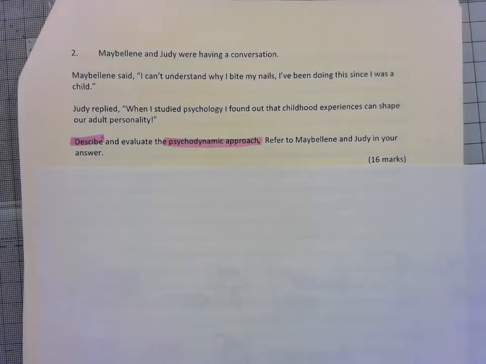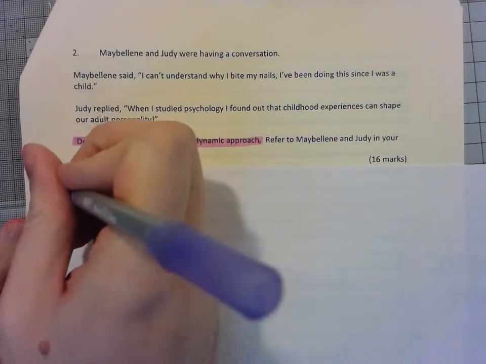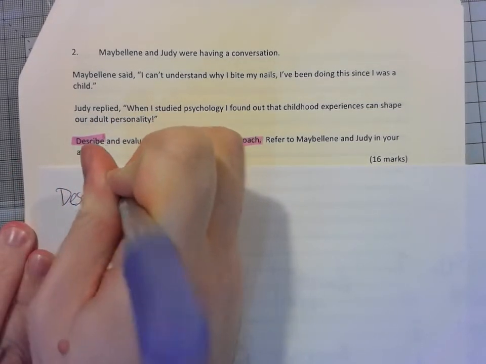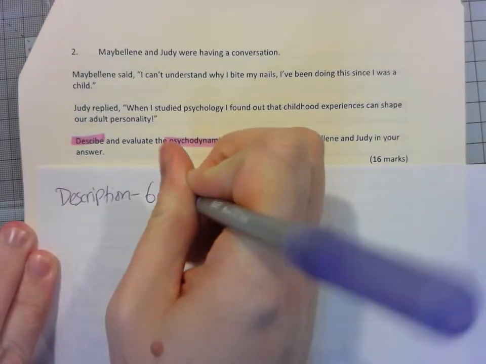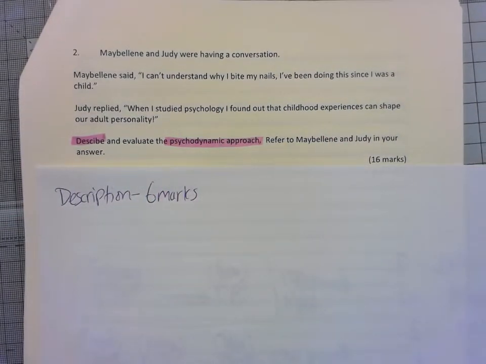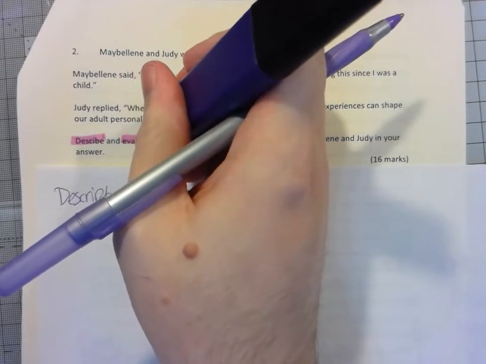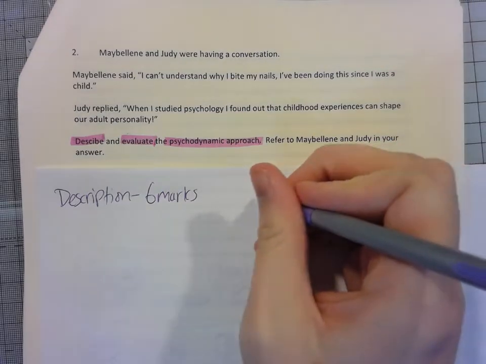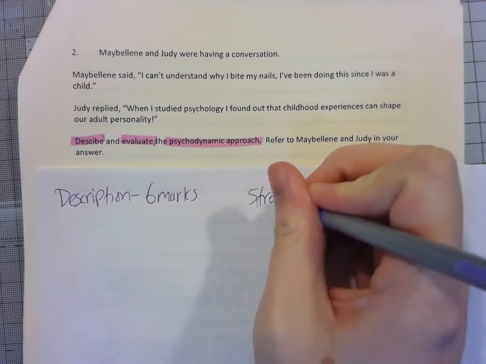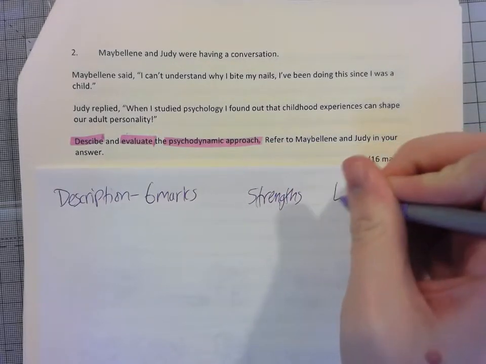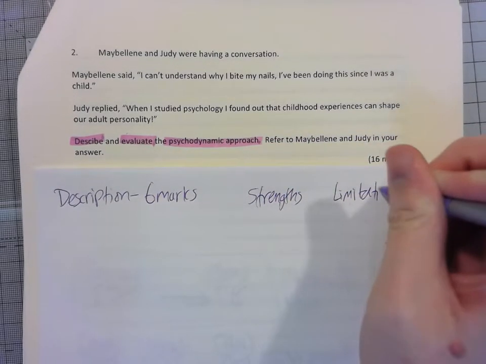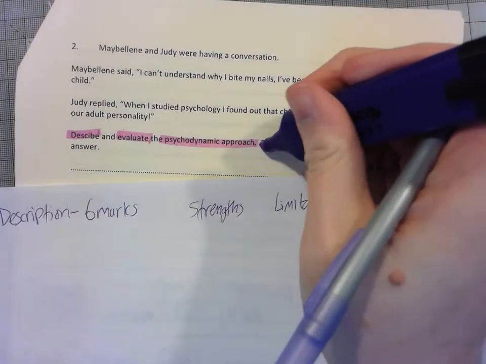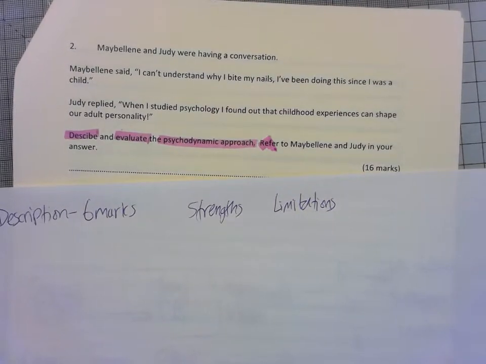Because it's a 16 marker and I know this, my description is going to be worth 6 marks. I then need to evaluate the psychodynamic approach. So I need some strengths and some limitations. And then I need to refer. So I need to apply as well.